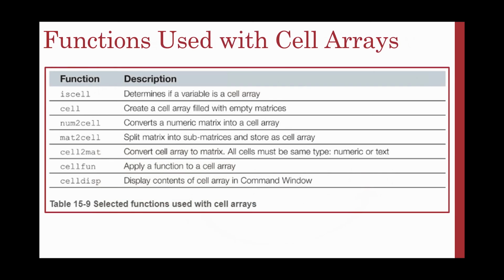So what are some functions used with cell arrays? We have isCell, which determines if a variable is a cell array. Cell creates a cell array filled with empty matrices. Num2cell converts a numeric matrix into a cell array. Mat2cell splits a matrix into sub-matrices and stores them in a cell array. Cell display displays the contents of a cell array in a window. And cellfun applies a function to a cell array.